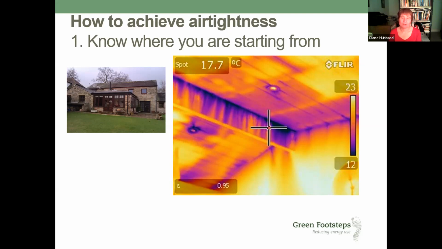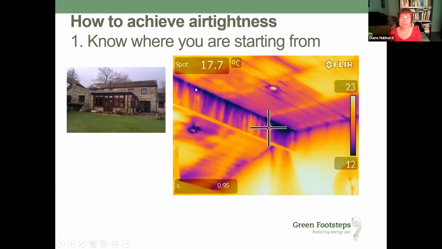Air was tracking all over the place. And what we've got with the building is the original barn conversion, and then two extensions to the rear. The one with the pitched roof is where the thermal image is on the right hand side. And that was done in the early 2000s as the family in the house grew and they needed more space.